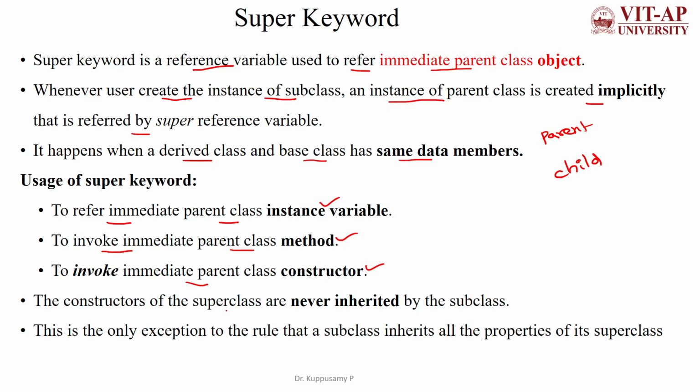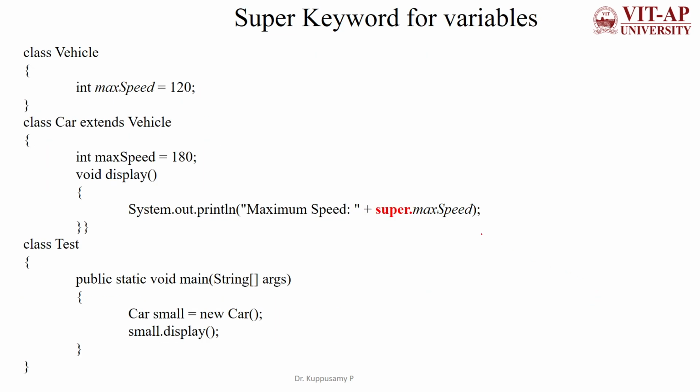But the constructors of the superclass are never inherited by the subclass. The constructors of the superclass cannot be inherited by the subclass. That we will see with an example. This is the only exception to the rule that a subclass inherits all the properties of its superclass. So based upon this, here we are going to see the example to inherit the variables of the parent class by the subclass using the super keyword.